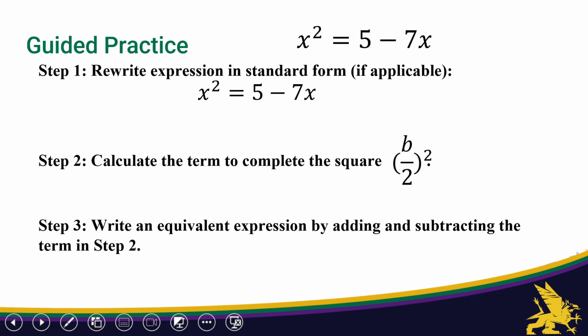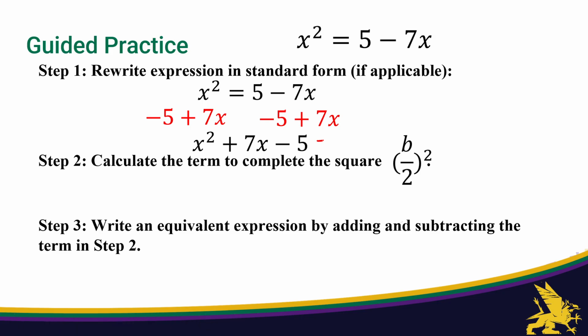Okay. So the next question is x squared equals 5 take away 7x. First thing we need to do is rewrite, and that means getting everything onto one side to be in standard form. So I'm just going to take away the 5 and plus 7x. That gives me x squared plus 7x minus 5 is equal to 0. This allows me to see what b is, and b is going to be 7.